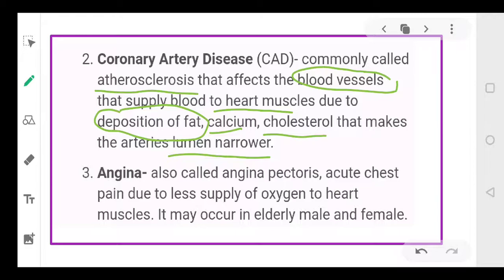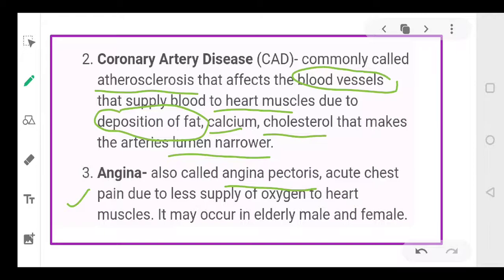ठीक है, coronary artery disease, and it is also called as atherosclerosis. इसमें आपकी blood vessels में fat, calcium ions और कोलेस्ट्रॉल की डिपोजिशन हो जाती है, जिससे उसका नैरो ल्यूमन जो है वो नैरो हो जाता है. Then is angina. It is also called as angina pectoris.